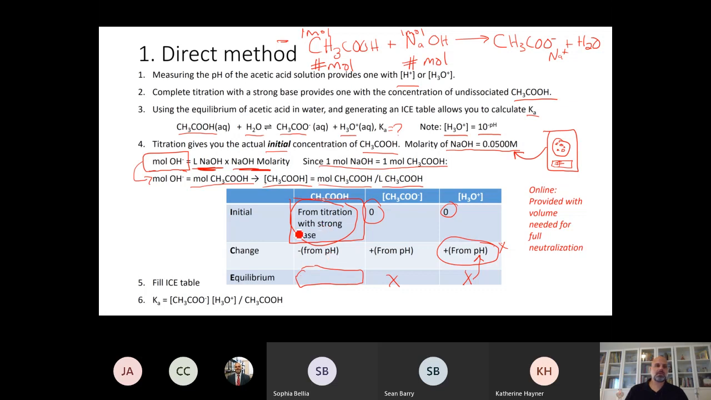So from there, we're simply going to be plugging all the information into our Ka in order to calculate the Ka of the reaction, right? So it's pretty straightforward because we know what X is because we measured the pH, we know what the initials are, and we have all the data necessary. All the equilibrium concentrations are easily plugged into the Ka equation. So it's a pretty straightforward method.